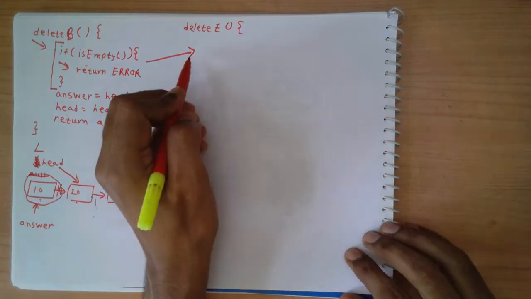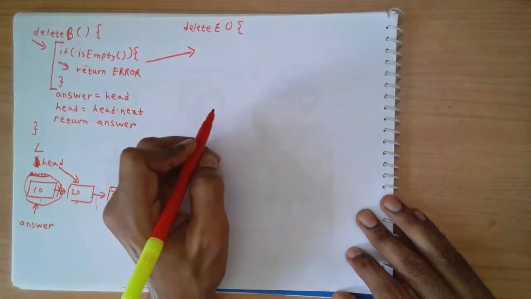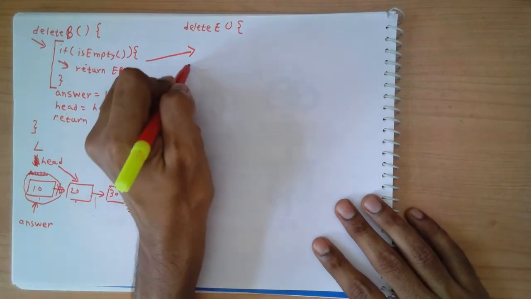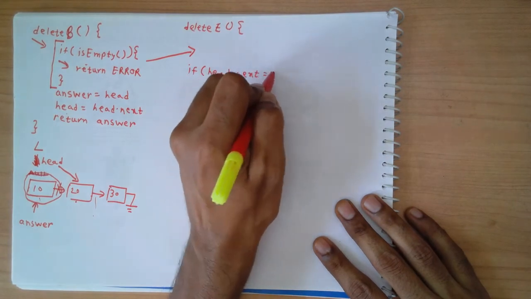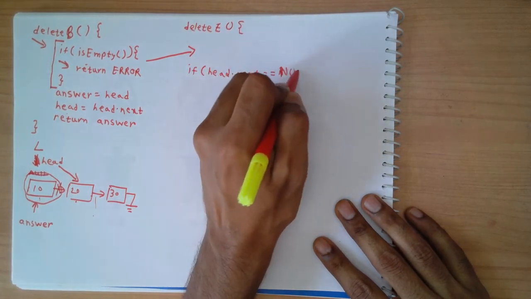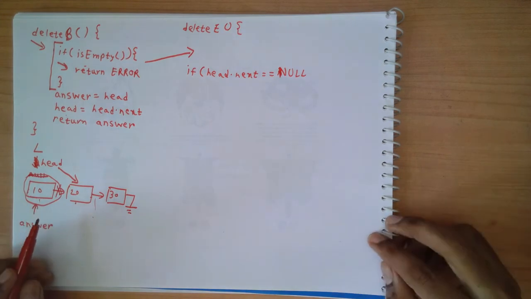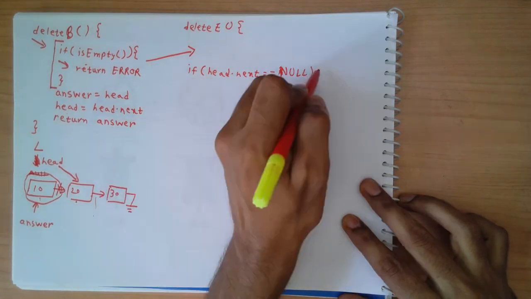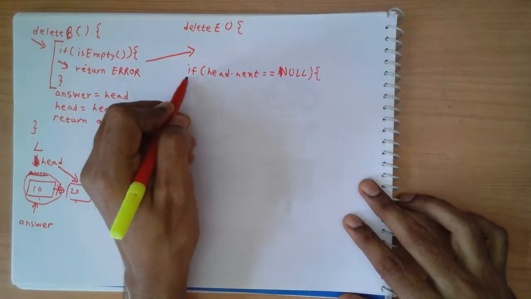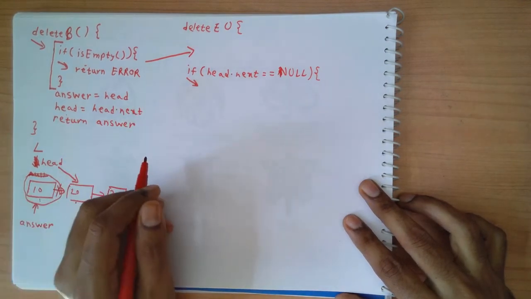Now we have taken care of ensuring that the list is not empty. Now let's handle the case when the list has just one element. So if my head dot next is equal to null, what does it mean? I have the head pointer and I look at the next, it's null. That's what tells me that my list has just one element. So if head dot next is equal to null, I need to delete that element, so my list should become null.